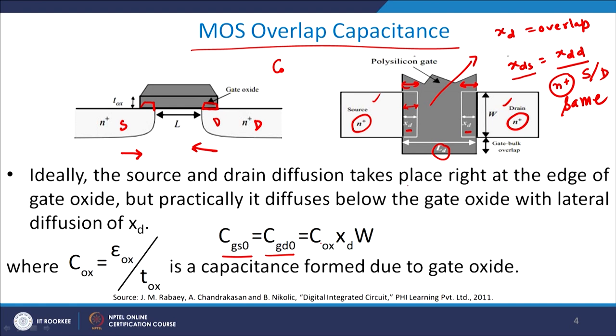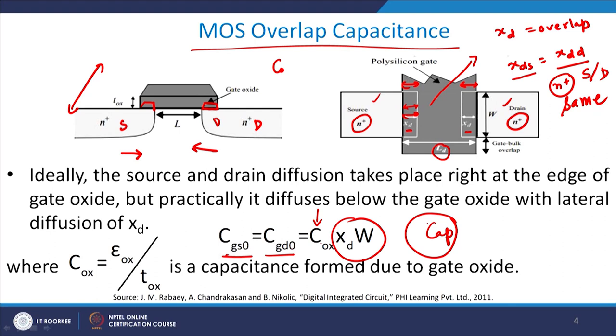W is the width, width is which direction? This is the width, right? And Xd is this dimension. So basically this is the area, right? And this was oxide capacitance per unit area. So what you get from here is basically the total gap. So CGSO and CGDO is basically my overlap capacitance, total overlap capacitance. Cox is the oxide capacitance per unit area, Xd into W is nothing but the area, so area gets cancelled out and I get the total capacitance available to me by virtue of the overlap capacitances.